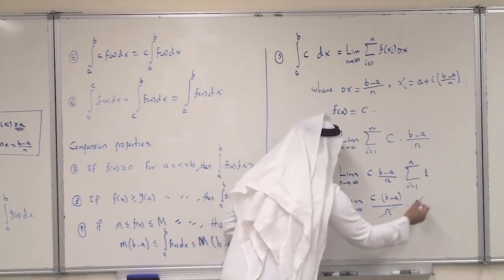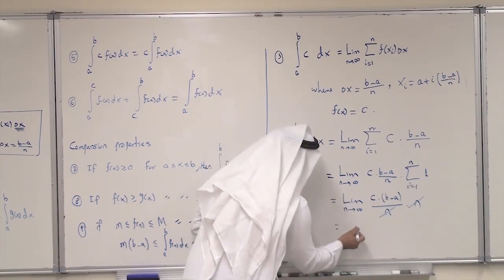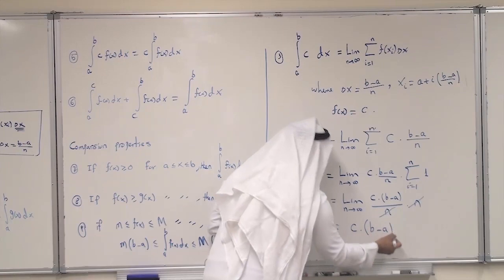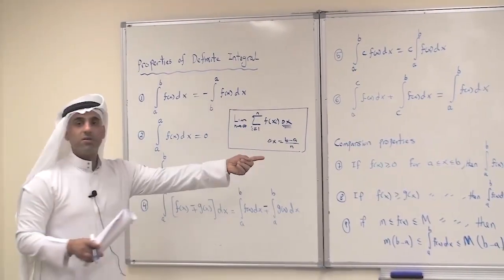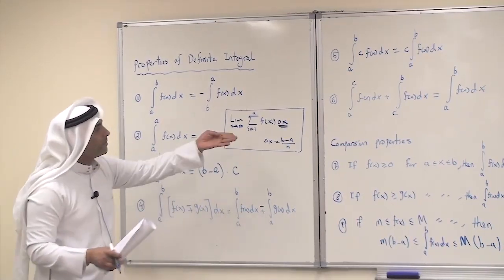Now, n will cancel with n, so this is a constant. So what is the limit of a constant? It is the constant itself. So it's c times b minus a, which is exactly number 3 here. This is how to show it by using the definition. A similar argument will give me 4 up to 6.